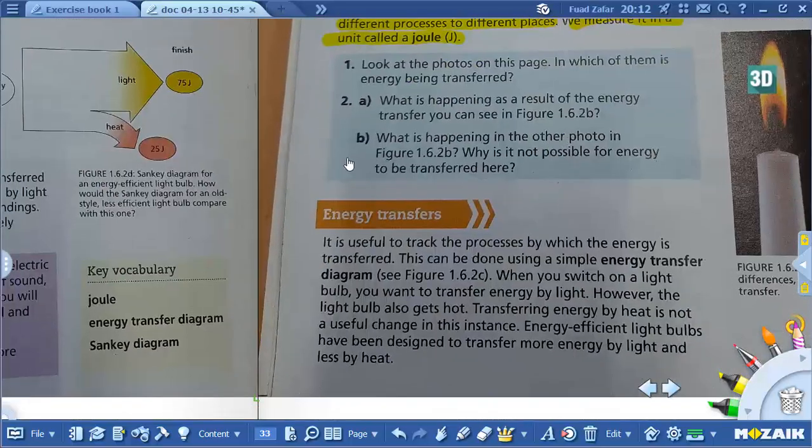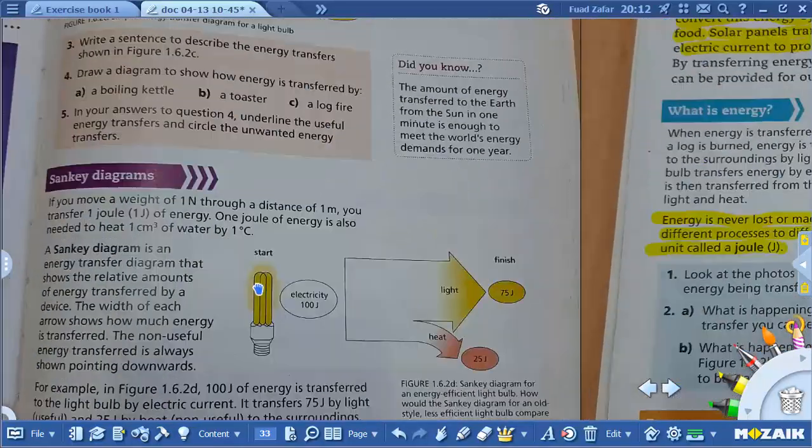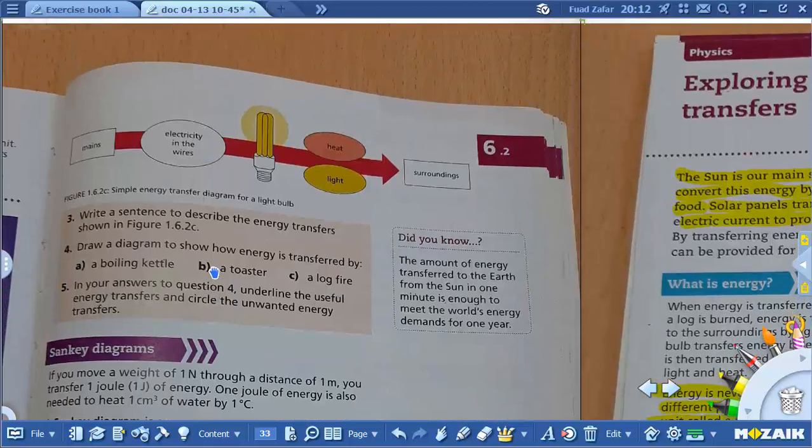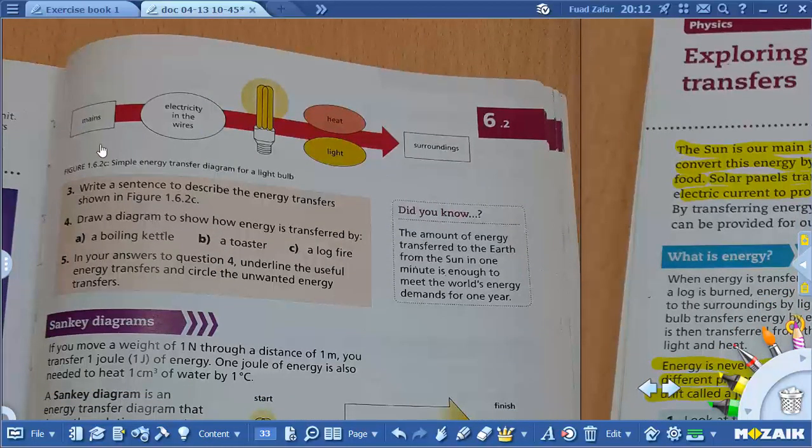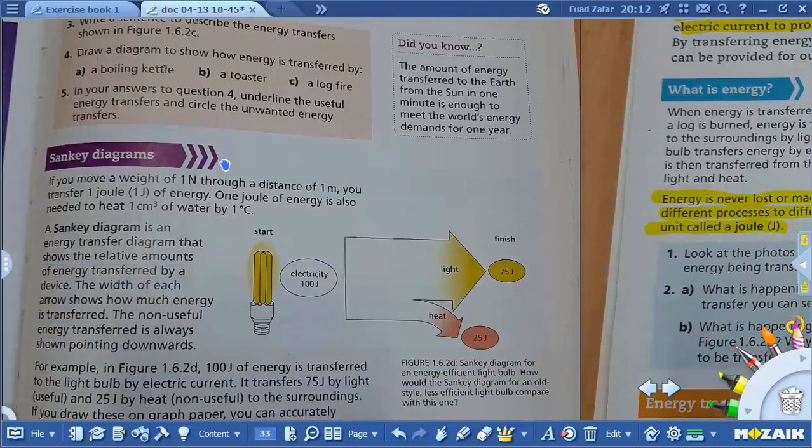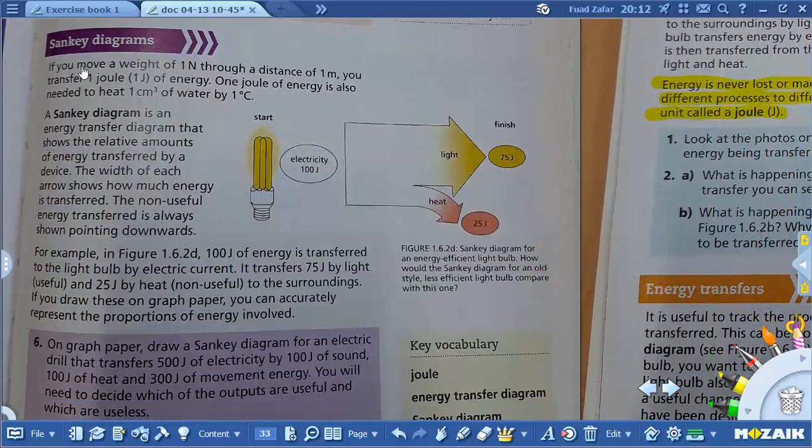Now we'll move to the mains electricity in a wire, then a bulb. Now what does a bulb provide? Heat and light to the surroundings around you. This is how it works. See, this is known as your snaky diagram.